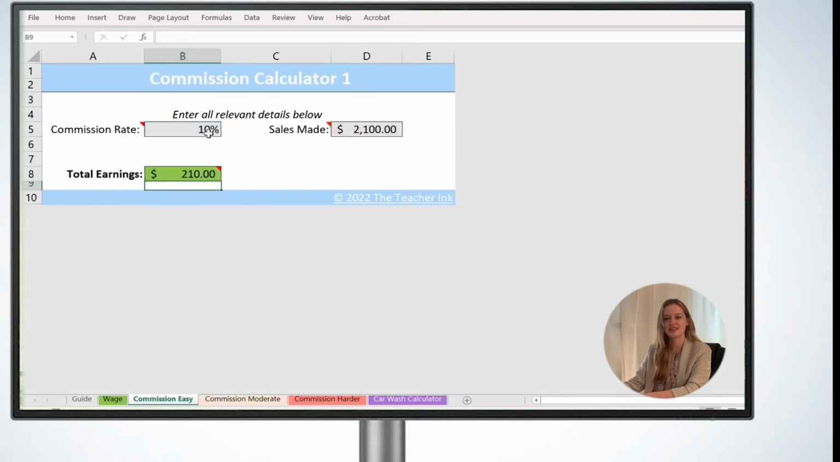To test the formula, let's say I sold $50,000 worth of products, but I only earned 2% commission. The total earnings cell should update automatically and stay green. Let's try something a little more difficult. Select the Commission Moderate worksheet.